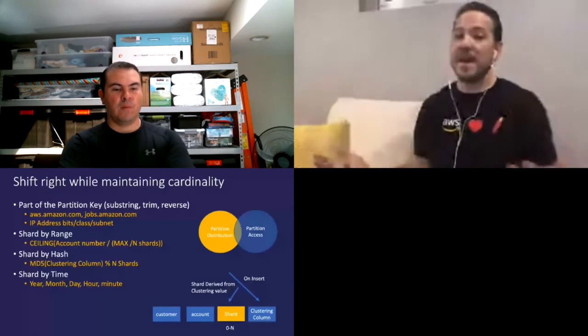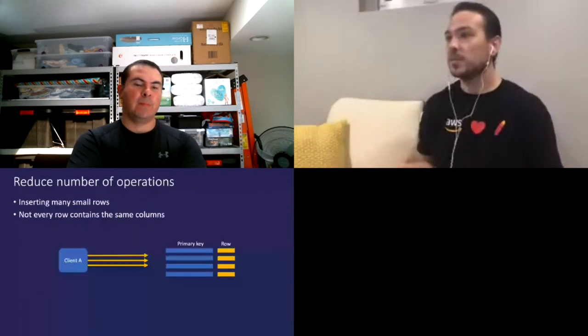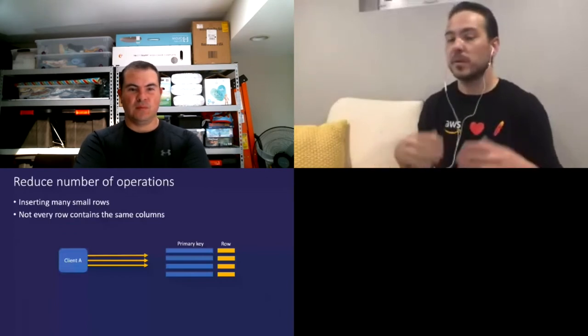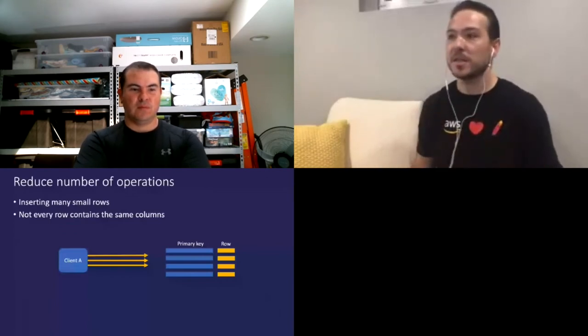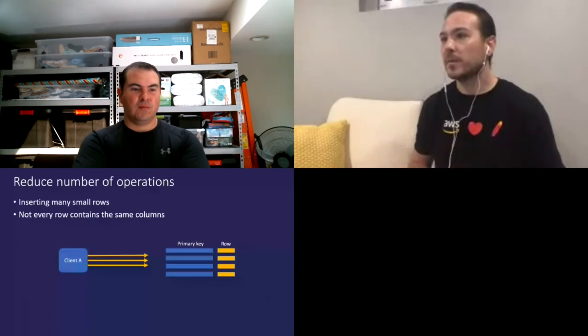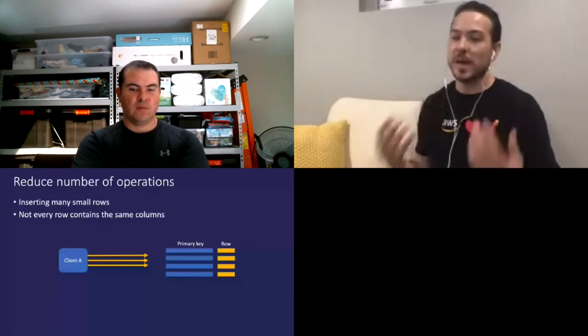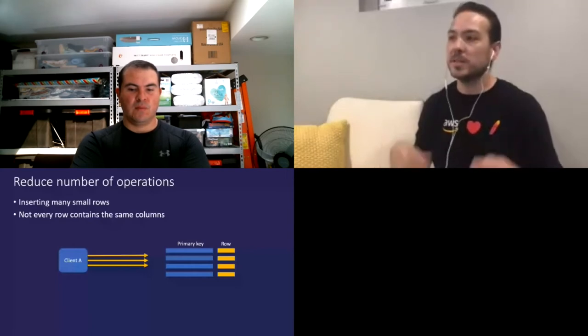All right, and the third and final option. We talked about hot keys. We talked about improving selects and reducing partition keys. Now we just want to talk about reducing cost. So take a look at this. We'll look at the number of operations. Generally, we know Cassandra is write optimized and we want to insert a lot of data.